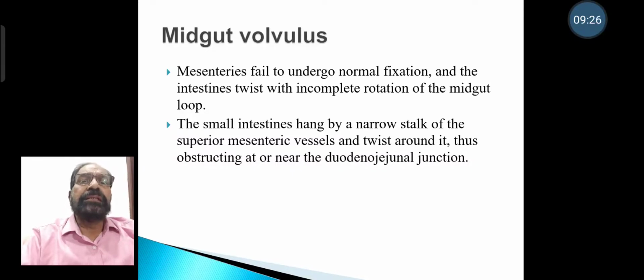Midgut volvulus: mesenteries fail to undergo normal fixation and the intestine twists with incomplete rotation of the midgut. The small intestine hangs by a narrow stalk of superior mesenteric vessels and twists around it, thus obstructing at or near the duodenojejunal junction.